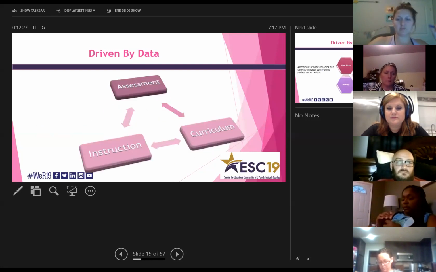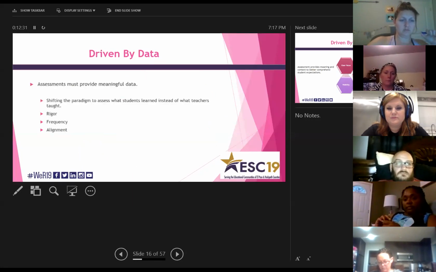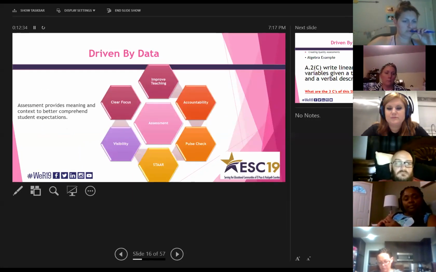So again, it's that whole idea of these build upon each other, okay? So when we think about how we use data, what should it be used for? Well, if we start with that assessment, we know that good data is going to improve teaching. It's going to give us a clear focus on what we need to be doing. It's going to be very visible.